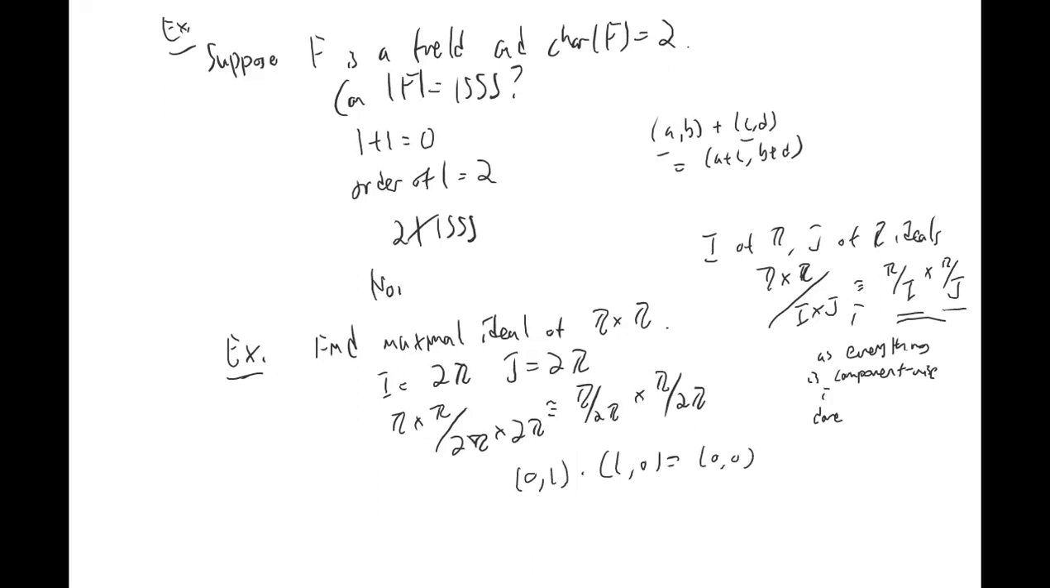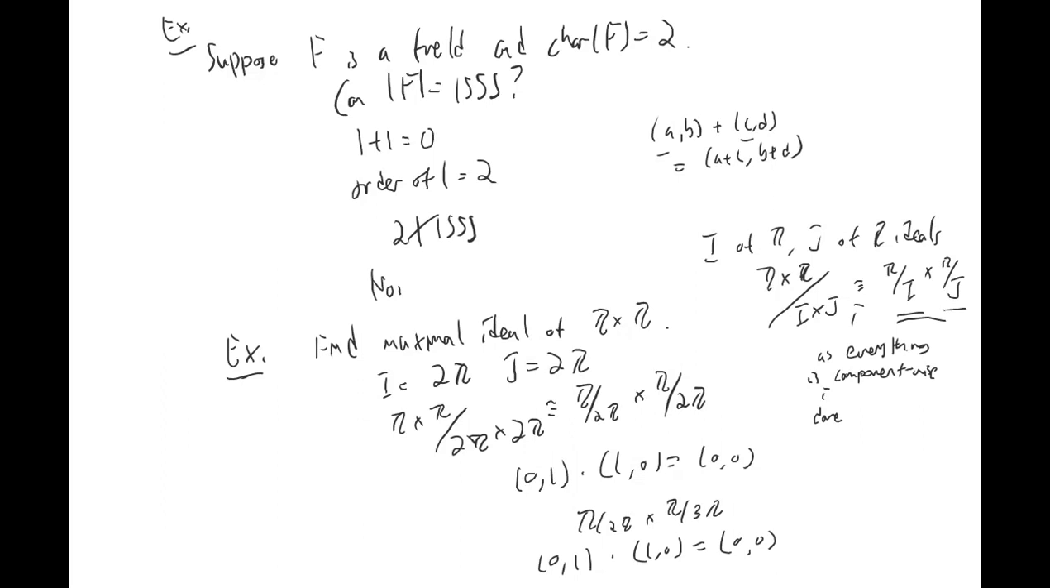So same exact argument. (0, 1) times (1, 0) is (0, 0). There are zero divisors. So you need to get rid of one. So you know Z mod 2Z is a field, right? Z mod 3Z is also a field, like alone. So how do you make it alone?